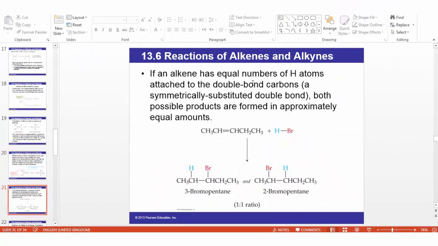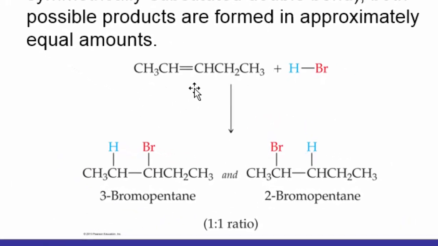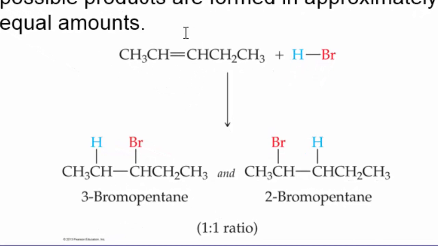Now, if an alkene has equal numbers of hydrogen atoms attached to the double bond carbons, a symmetrically substituted double bond, both possible products are formed in approximately equal amounts. If we look at this alkene, we notice that this carbon has one hydrogen and this carbon has one hydrogen. So H can add one time here and one time here, and Br can be attached one time here and one time here. So we get a mixture of two products in a 1-to-1 ratio.